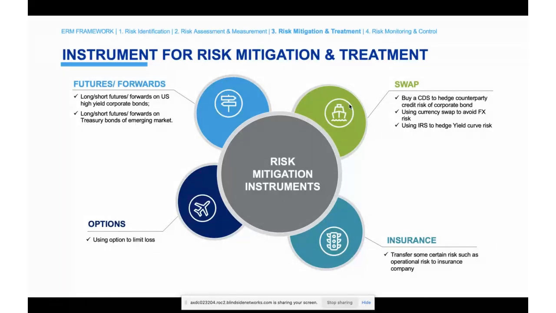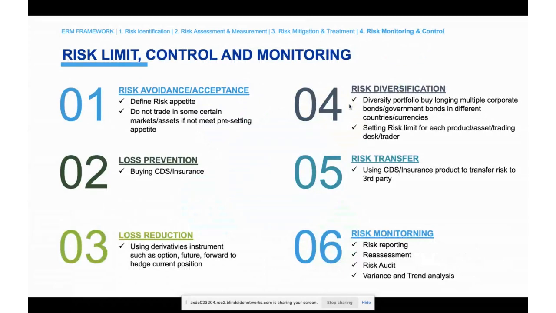the insurance company. So lastly, after we have the treatment plan and mitigation action for that type of risk, you will need to monitor it and keep controlling it. So there are some ways to limit and control the risks. First is the risk avoidance and acceptance.